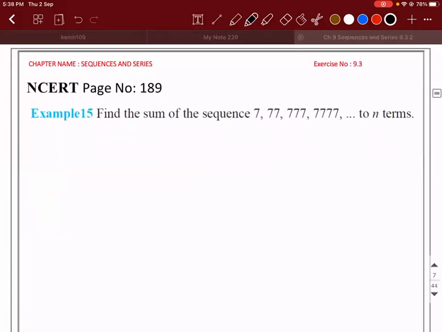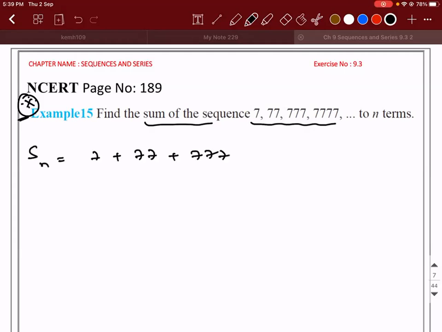Okay, that's fine. Next, find the sum of the sequence 7, 77, 777. Mark it as important. You have an exercise problem also. I think they will give it with 11, I don't remember, but they will give something like that. So 7, 77, 777, 7777, up to n terms. Sum of the sequence 7 plus 77 plus 777 plus 7777, something like this.